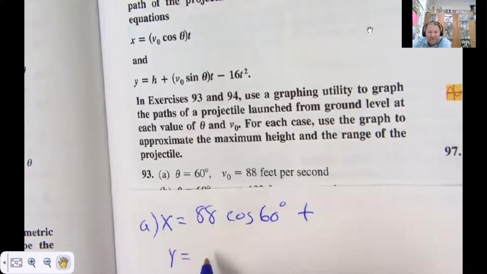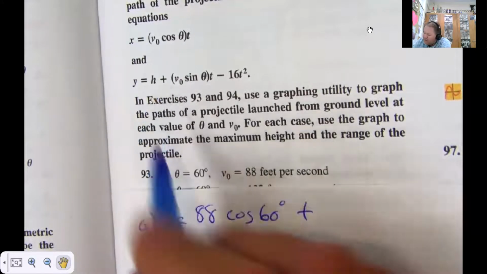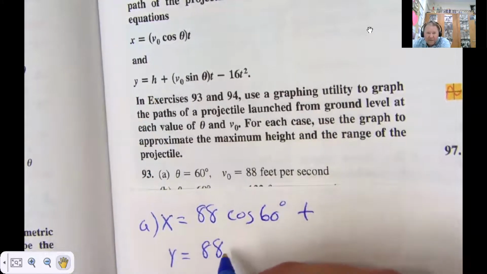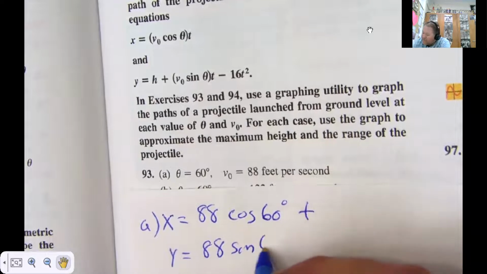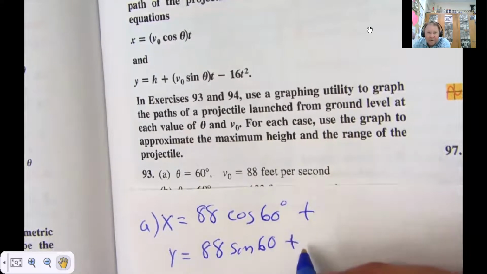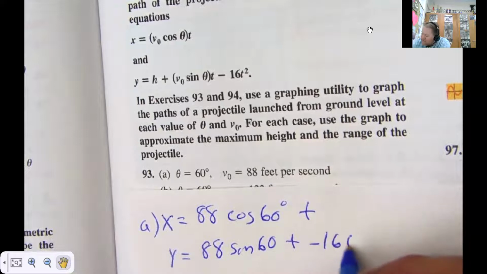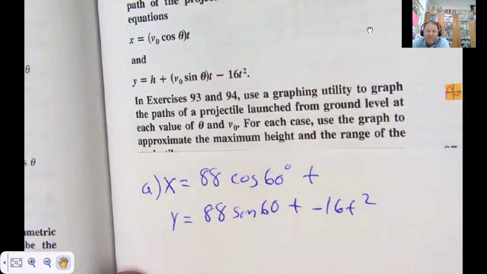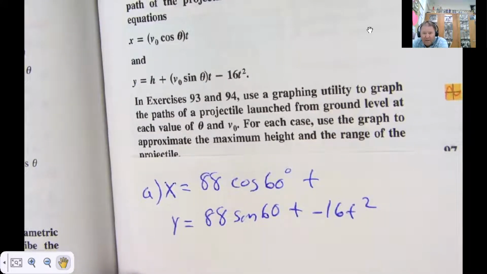The initial height is 0, so h is 0. V sub 0 is 88 times the sine of 60 degrees, t, minus 16t squared. So those are my parametric equations.